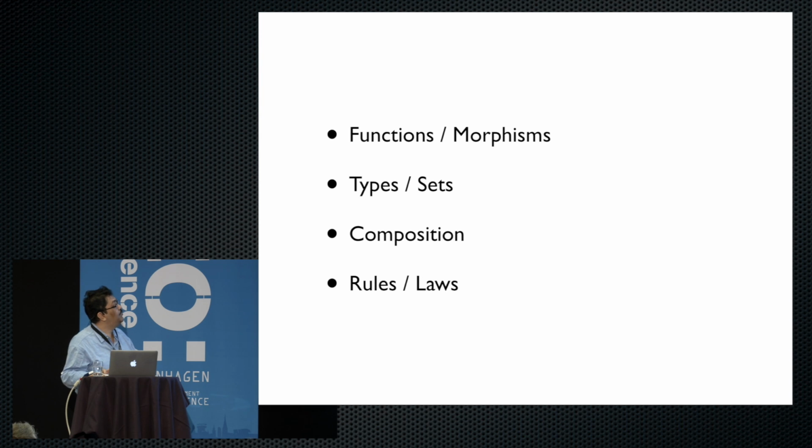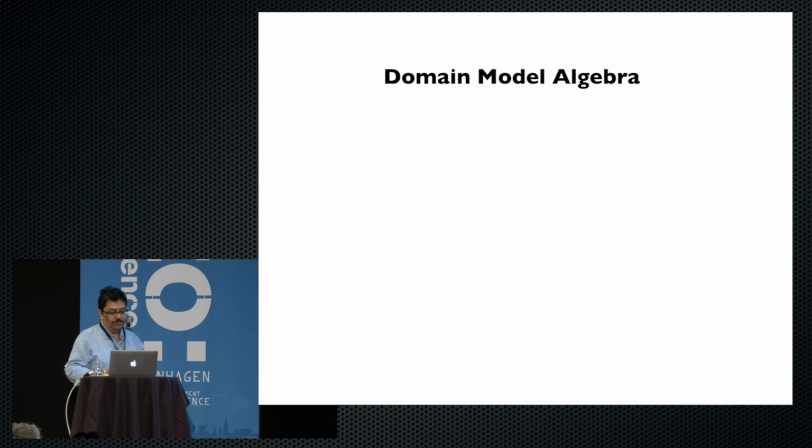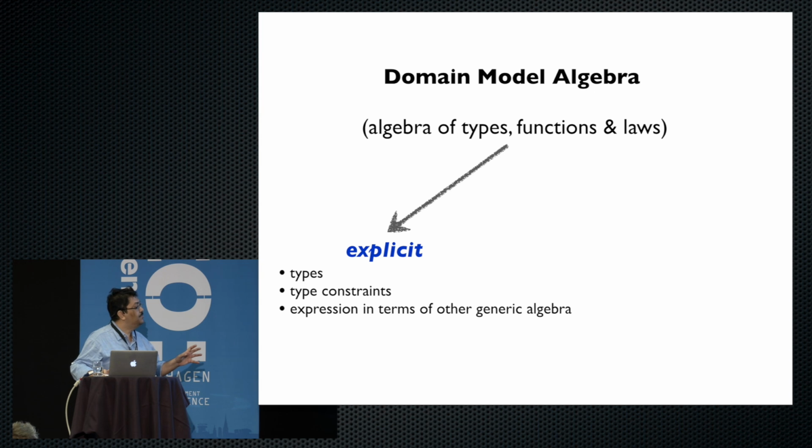So, summarizing, we have a collection of functions or morphisms, as we say in theory. We have types as sets, composition, and a set of rules and laws, and this forms our algebra. We have a domain model algebra, which is the algebra of types, functions, and laws. And one objective of implementing a domain model, one of the things that we would like to do, is to make this algebra explicit. Making the algebra explicit will give us a lot of mileage when we have a decent type system at our disposal.